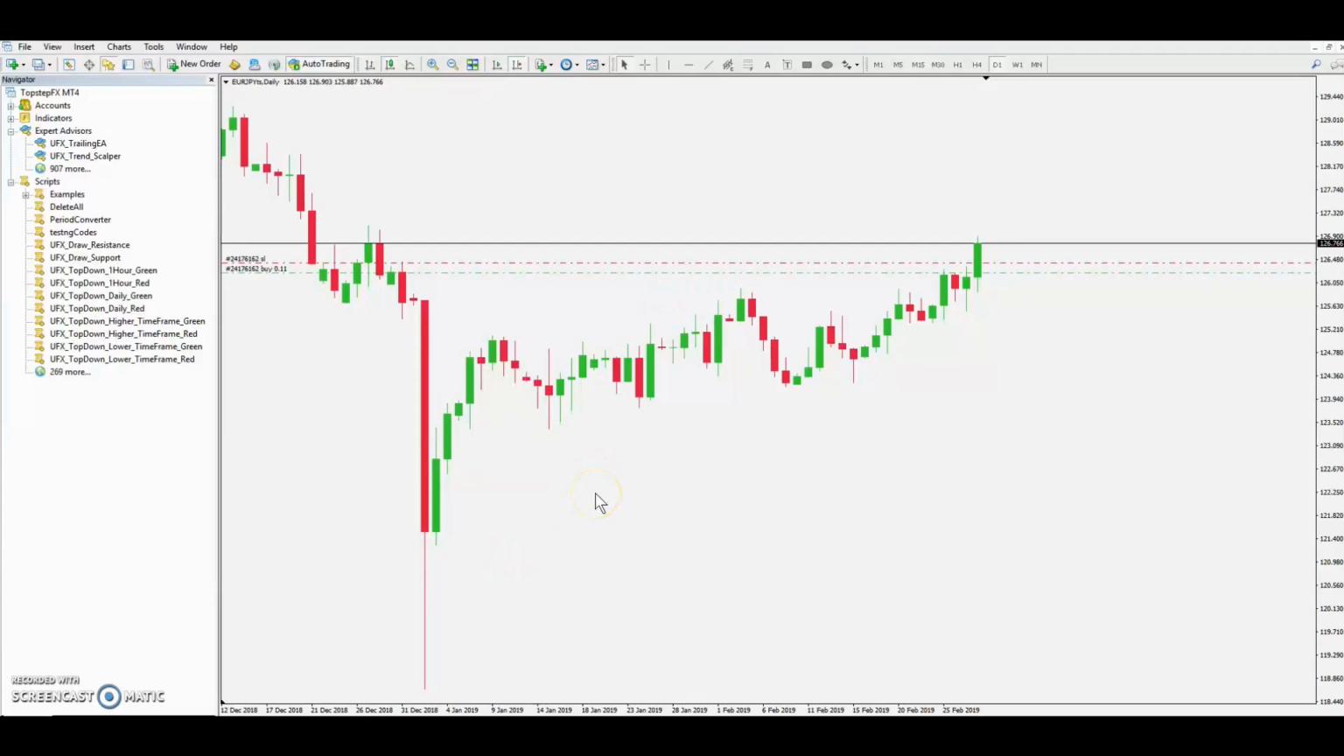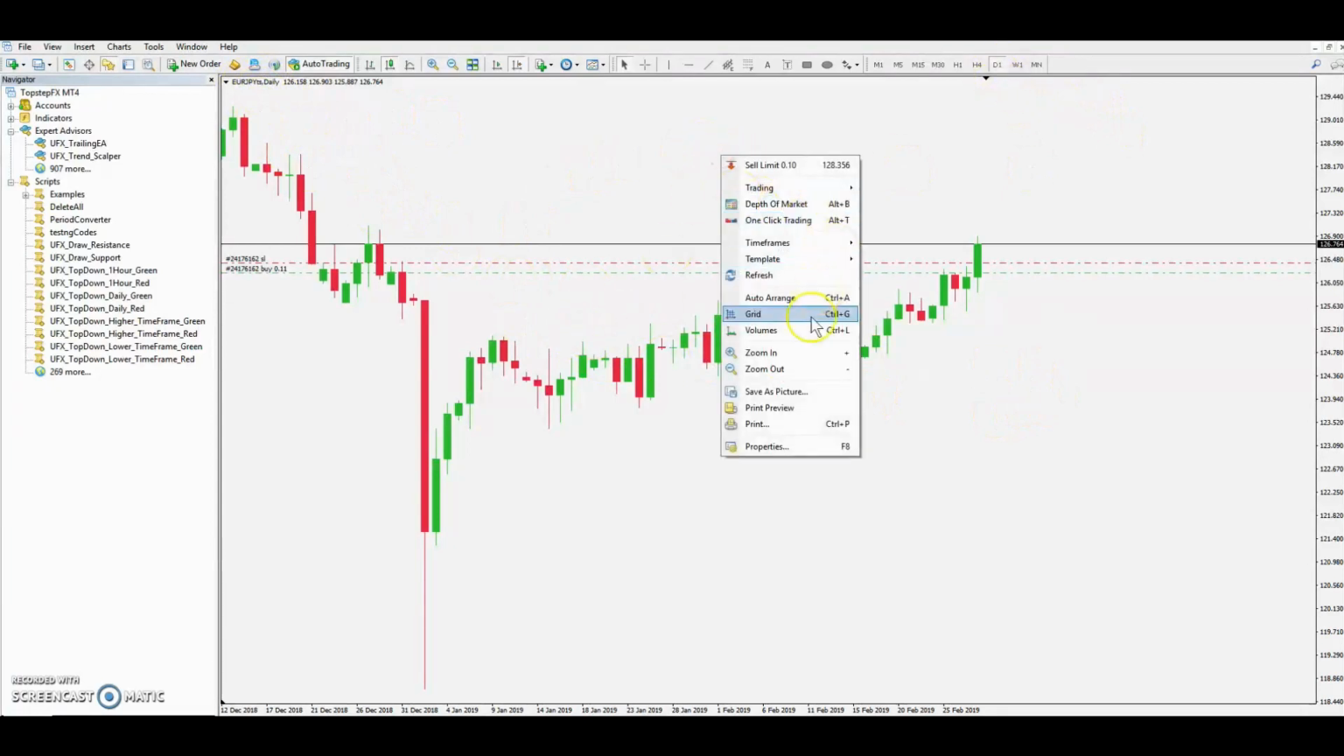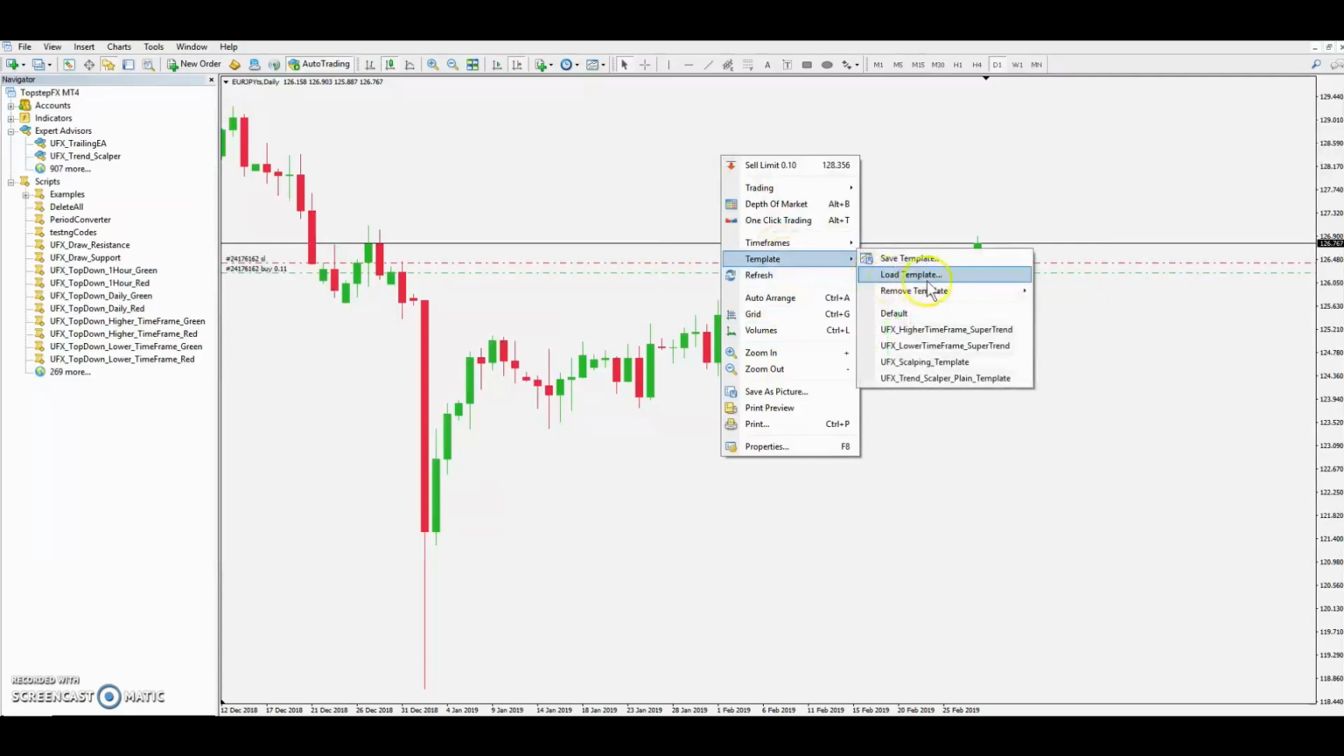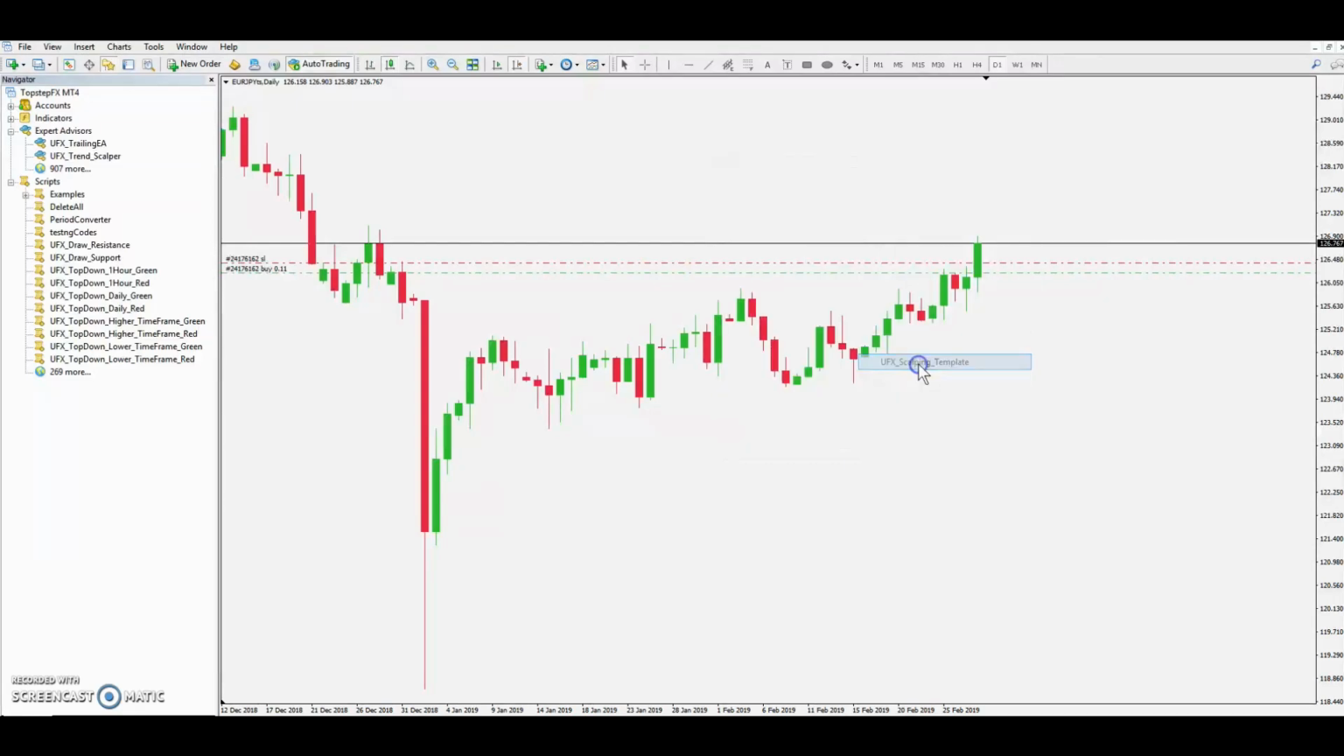Okay, this video is just going to go over looking for a buy and doing our top-down approach for the scalping strategy. What you can see here is we're on the Euro-Yen, just a plain chart right now on the daily. What you're going to want to do is first of all go to your templates and load the Ufx Scalping Template.